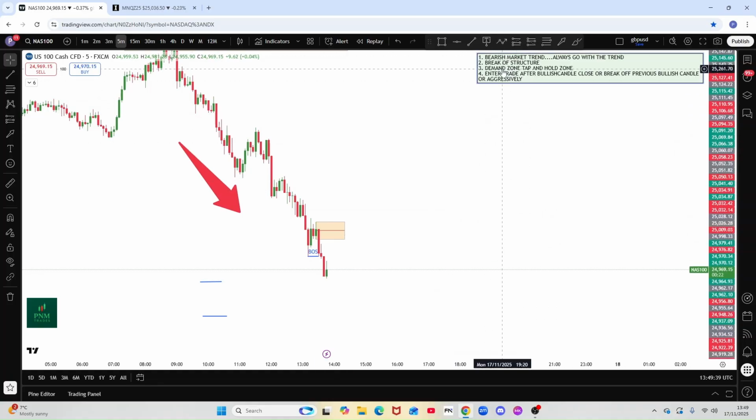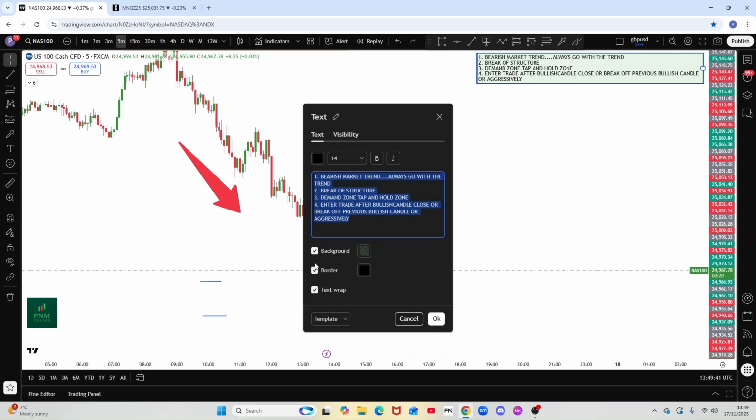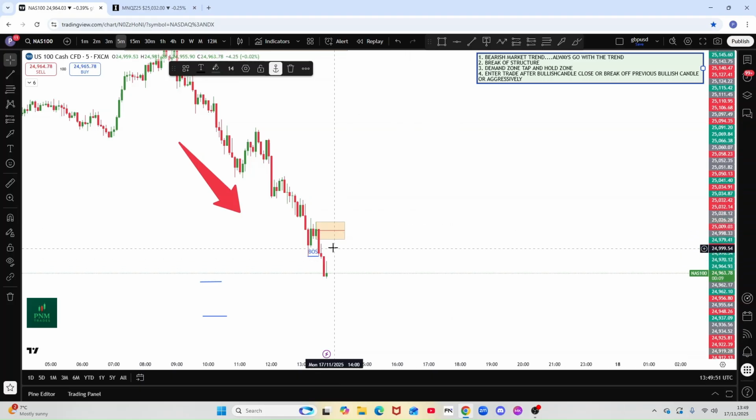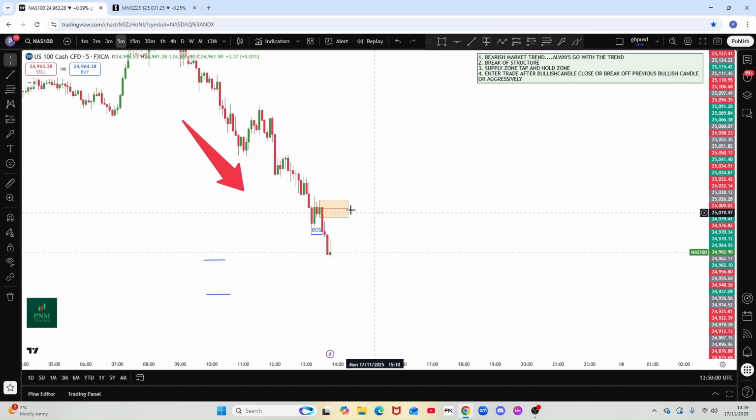What's next on the list? We have our supply zone, because this is a set bearish trend. So, supply. Now we're just waiting for price to come up into the zone, tap into our zone, and see whether it will hold and reverse or it will go through and invalidate. So it's as simple as that.